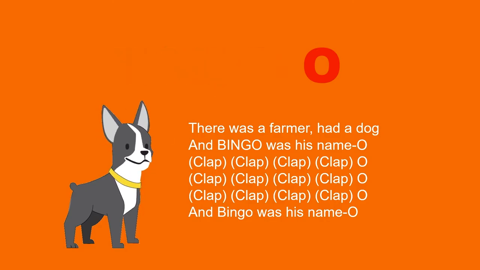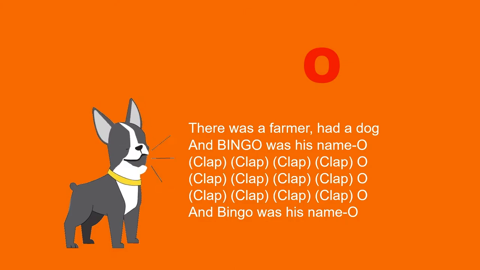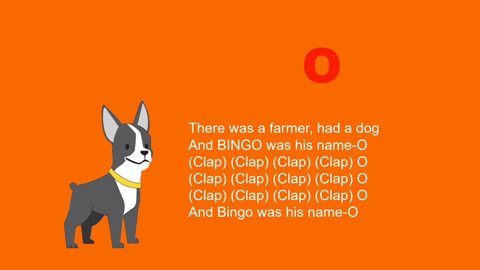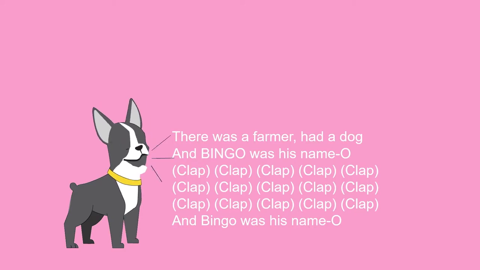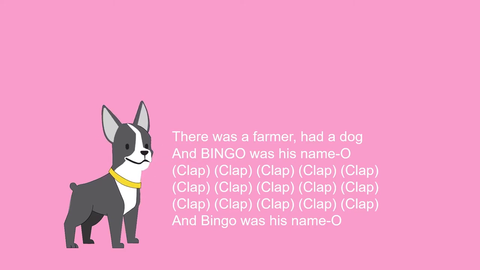There was a farmer, had a dog, and Bingo was his name-o. Oh. And Bingo was his name-o. There was a farmer, had a dog, and Bingo was his name-o. And Bingo was his name-o.